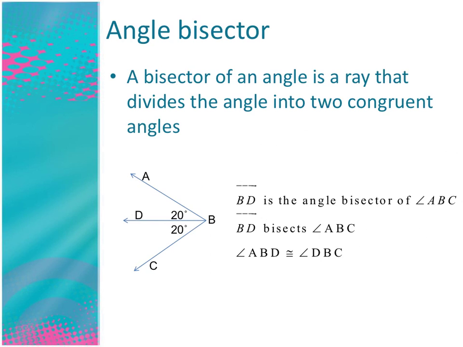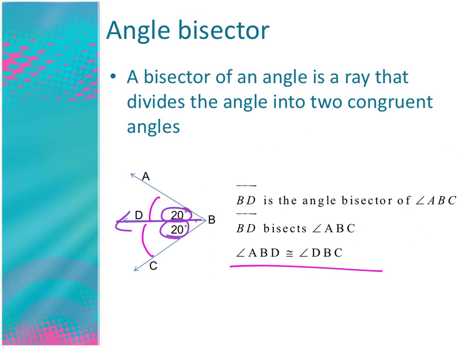So in this little diagram, ray BD, which is this right here, is the angle bisector of ABC. So it'll either be written that way, or it will say ABD bisects angle ABC. Or you'll see the measures, like this is 20 and this is 20, so I know it's bisected by ray BD. Or you'll see congruency marks, like this, and then you would know that that's the bisector. Or you'll see a statement like this that says angle ABD is equal to DBC.